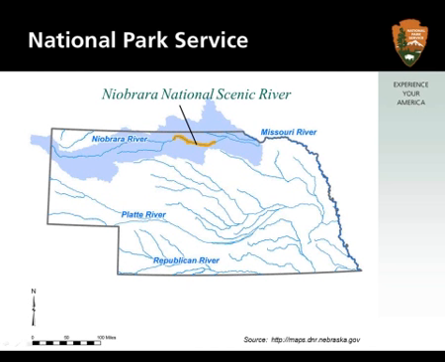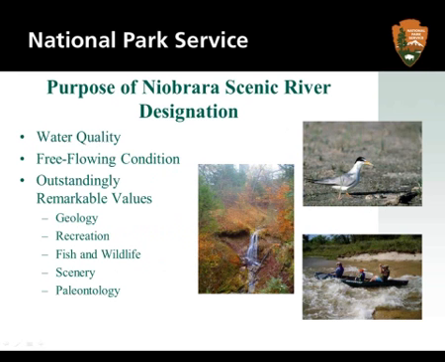And so if we're calling people out or affecting water management in this large watershed, we could actually affect a large number of water users in Nebraska. The purpose of the Scenic River designation, under the Wild and Scenic Rivers Act, of course, was water quality and free-flowing condition, which are always included, and then outstandingly remarkable values, such as geology, recreation, fish, wildlife, scenery, and paleontology. There's of course, you can see in the left picture, 270 waterfalls and some fantastic scenery.